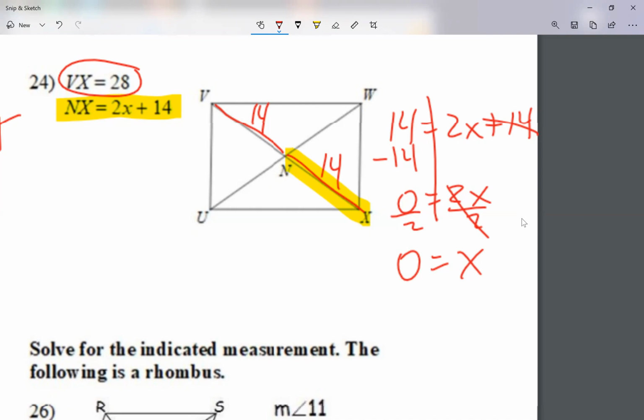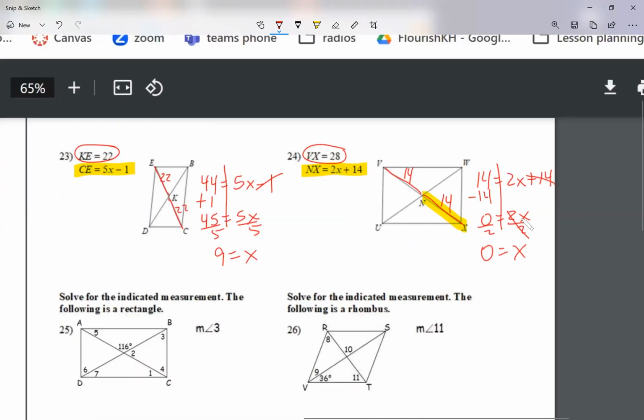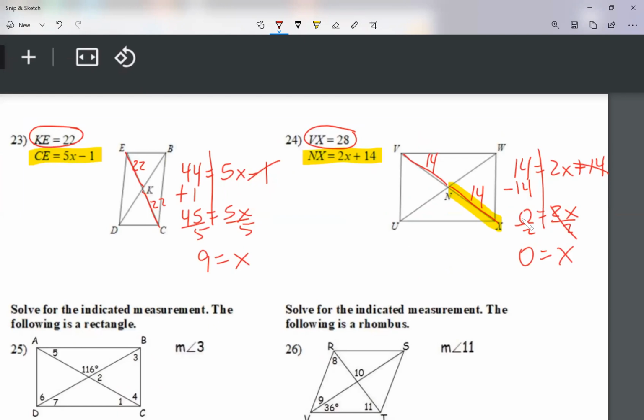Don't get confused with zeros. Okay, so that was not bad. Make sure, notice how 23 and 24, I started with the side that was all numerical. Make sure you start with that side as well.